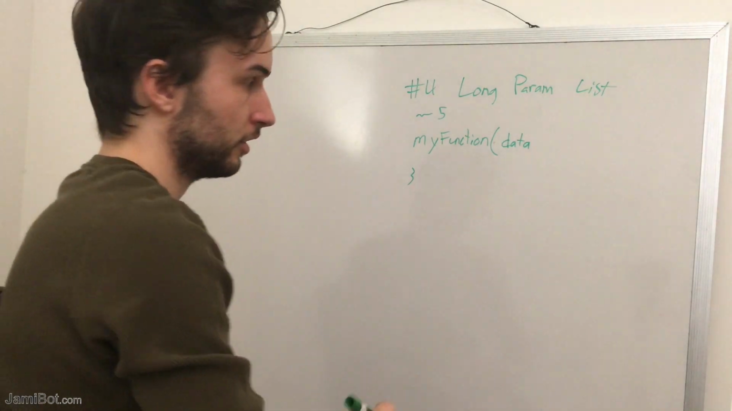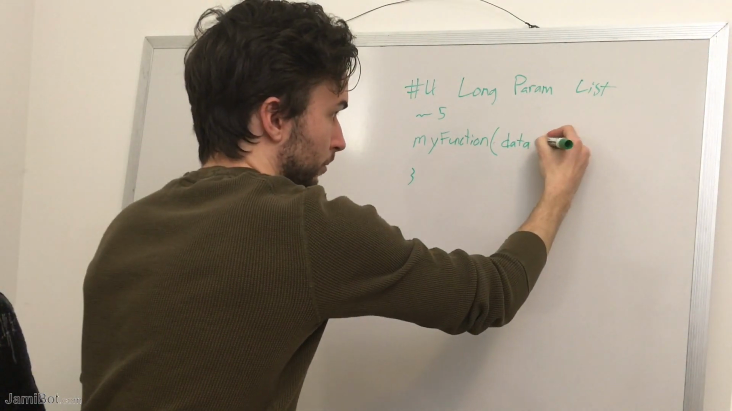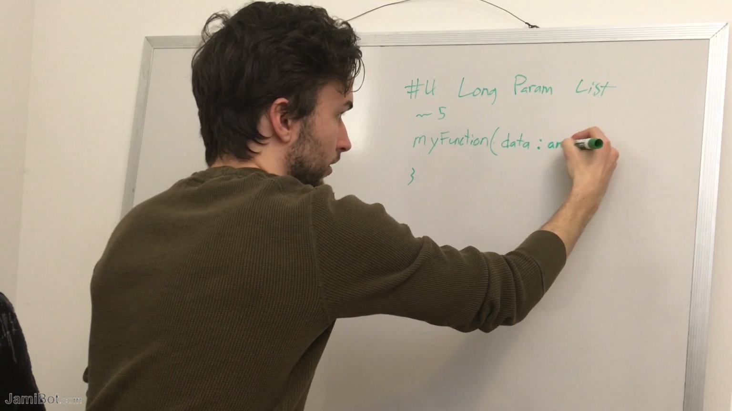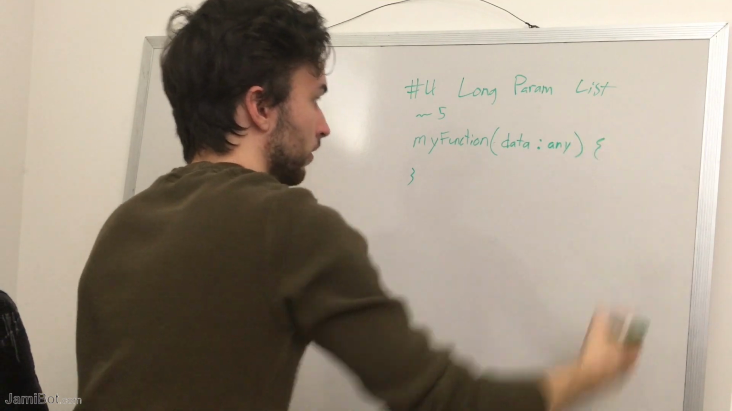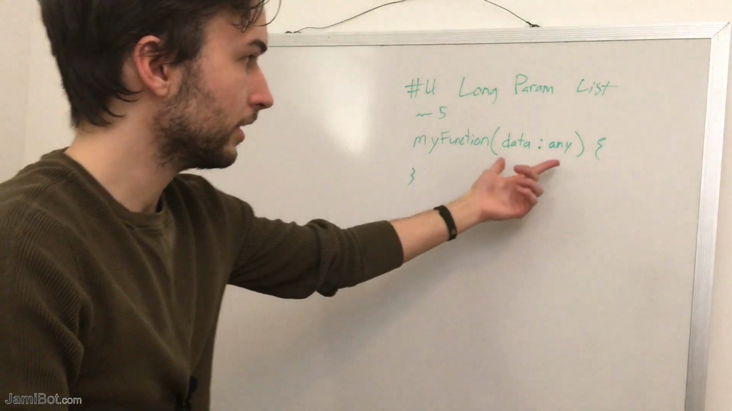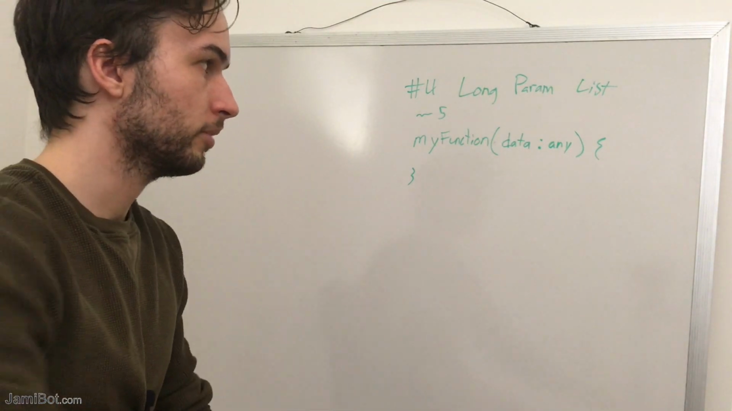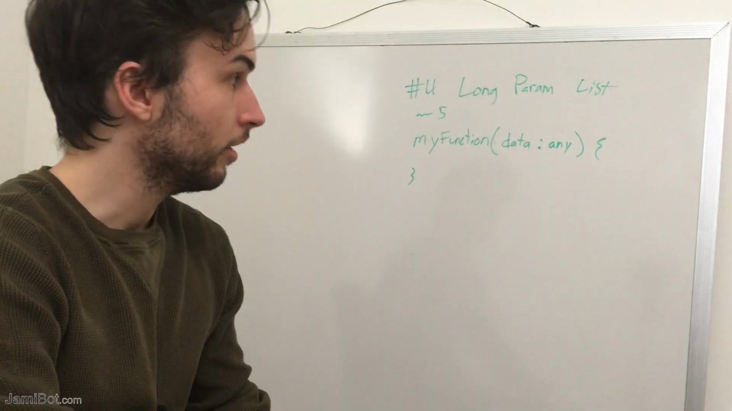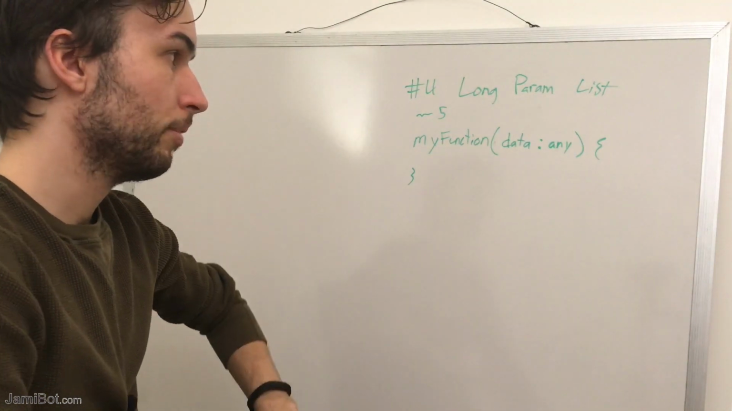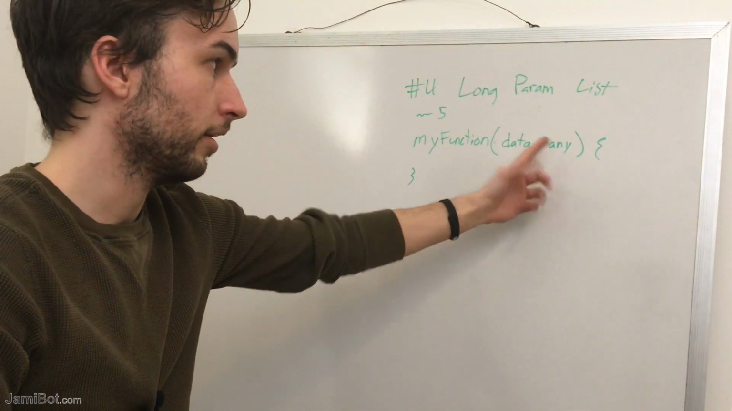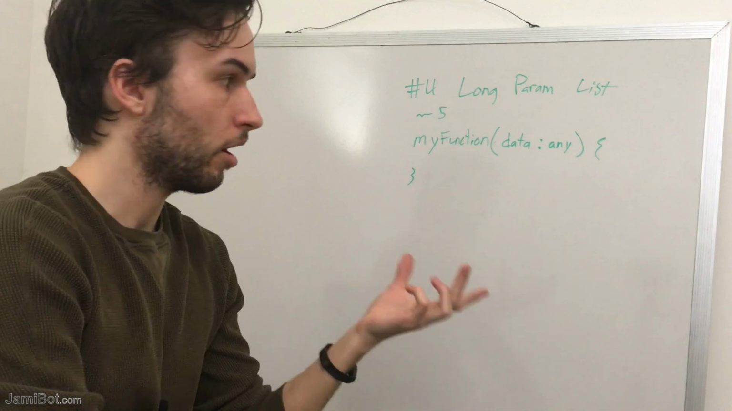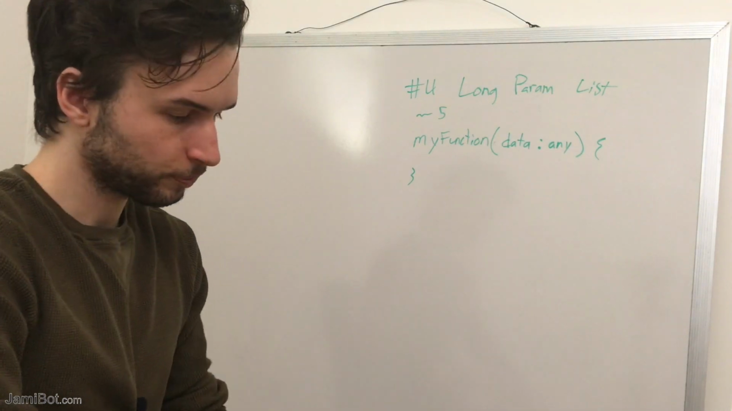Alright, and we'll say that this is TypeScript, and I'll give it an any type. Any. Alright, so now that this has an any type, I can just pass in an object with as many parameters as I want. Now you can also just pass in data with a particular type, like an object type that you declare.